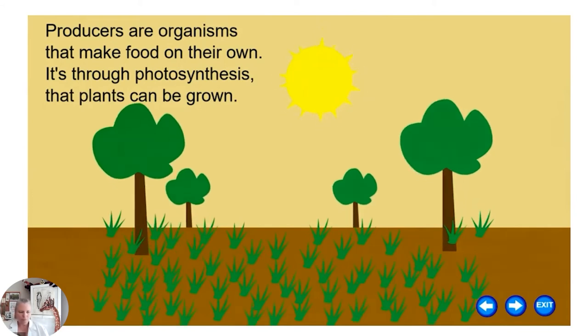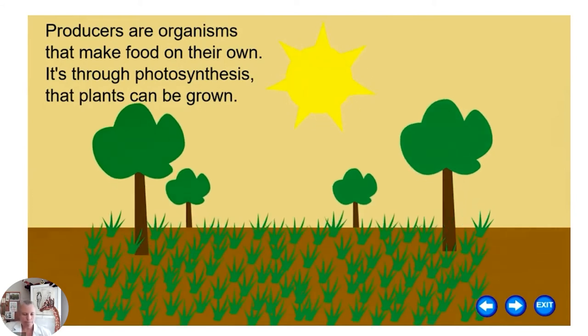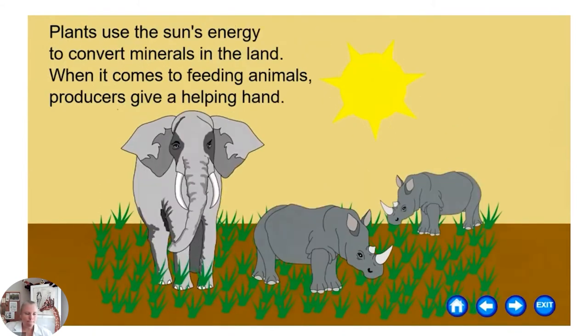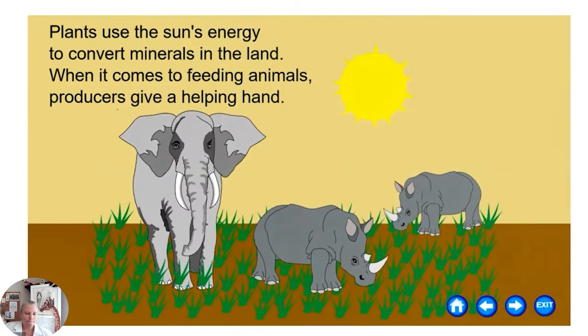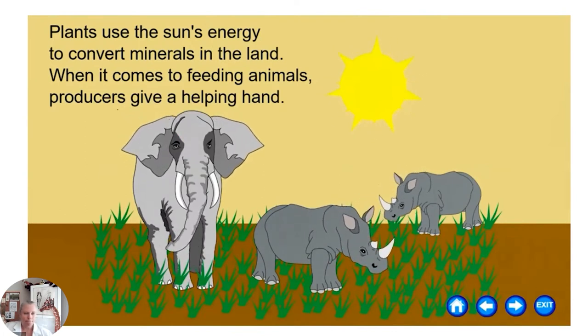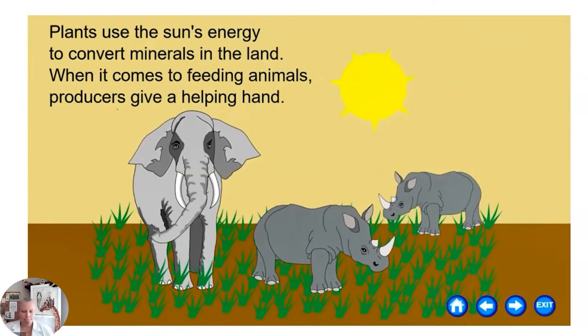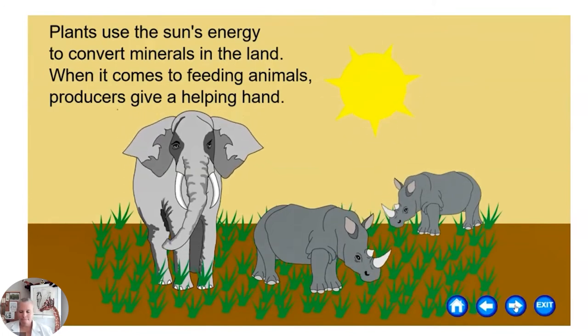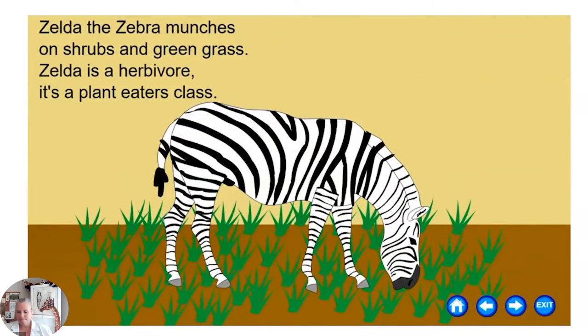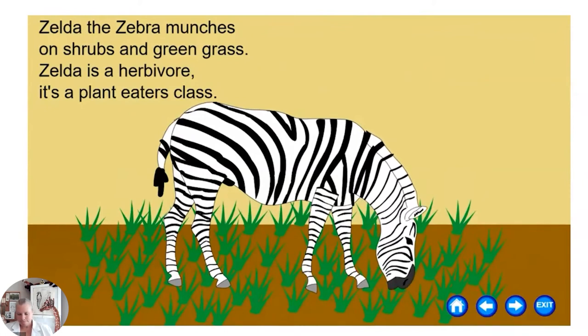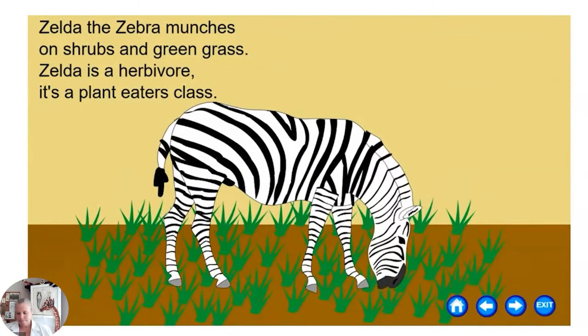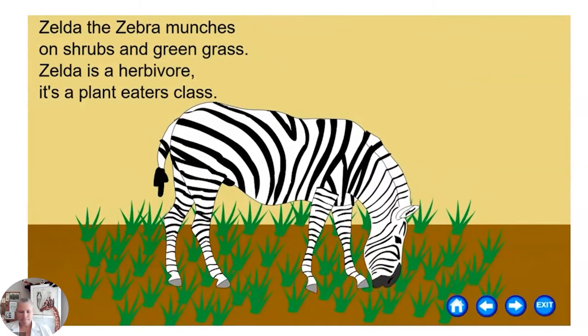Producers are organisms that make food on their own. It's through photosynthesis that plants can be grown. Plants use the sun's energy to convert minerals in the land. When it comes to feeding animals, producers give a helping hand. Zelda the zebra munches on shrubs and green grass. Zelda is a herbivore. It's a plant eater's class.